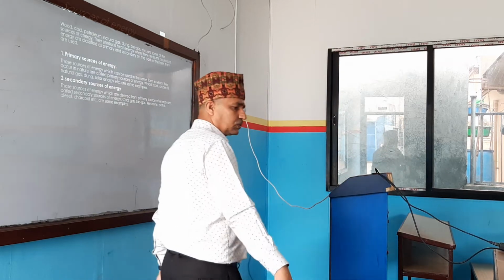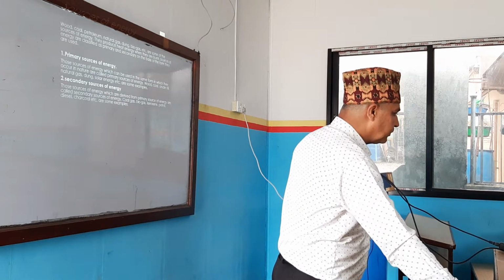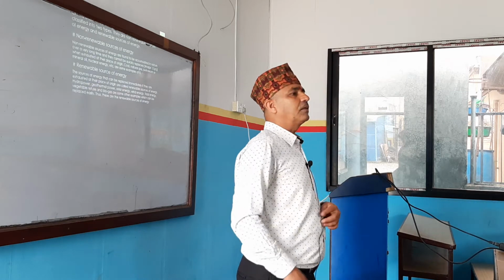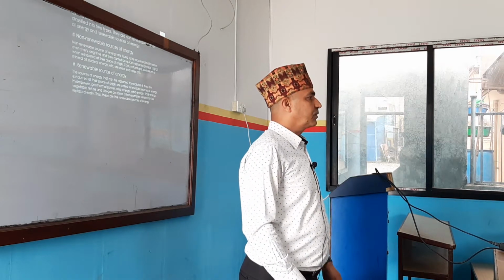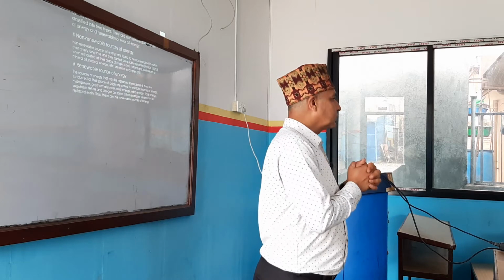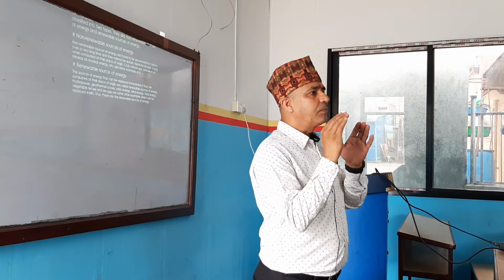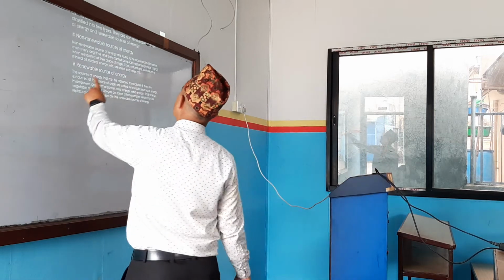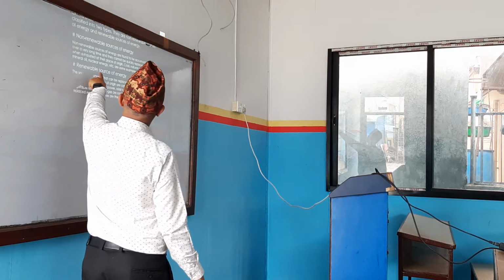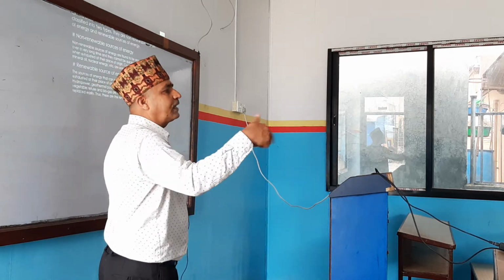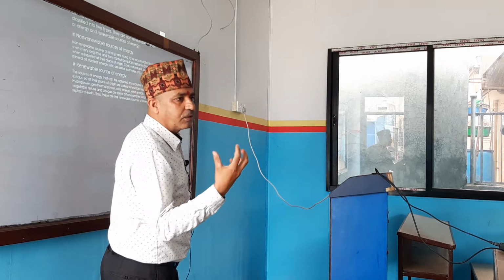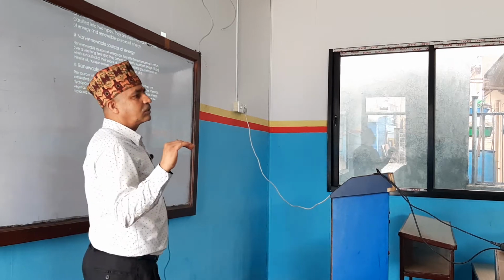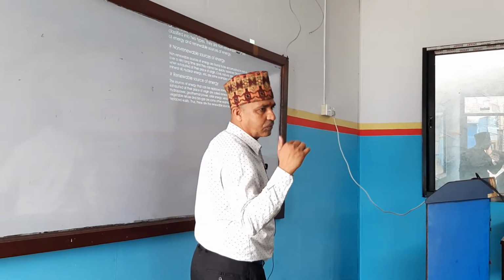Okay. So these are the sources of energy. Now let's discuss the next one. On the basis of their formation time duration, we can categorize energy into two types. What are they? Renewable source of energy and non-renewable. Renewable means we can get it in a short period of time. Non-renewable, we do not get in a short period of time. It takes a long time to form.